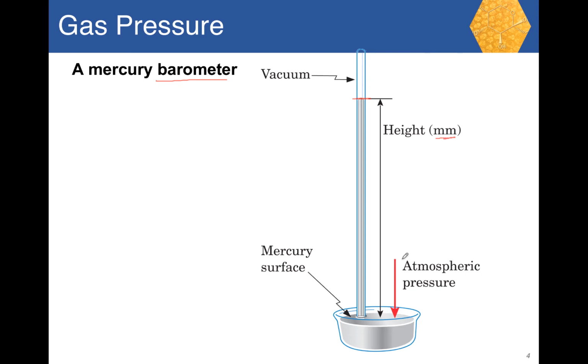So this is the atmospheric pressure that's pushing down on the mercury and forcing it up, but it can only force it up so far based on the atmospheric pressure outside, and that's why it's measured in millimeters of mercury.